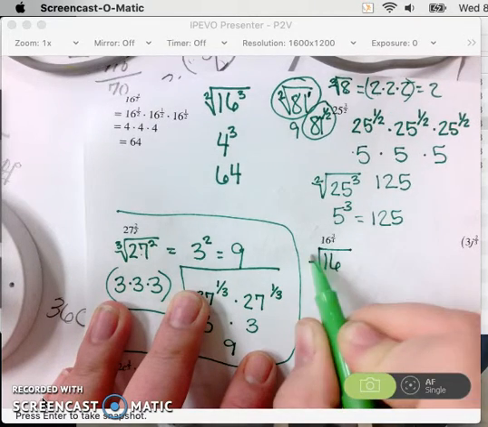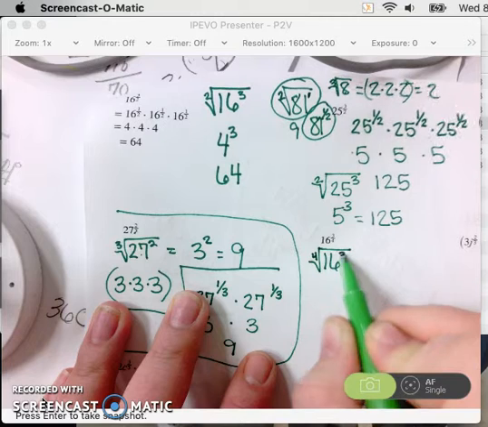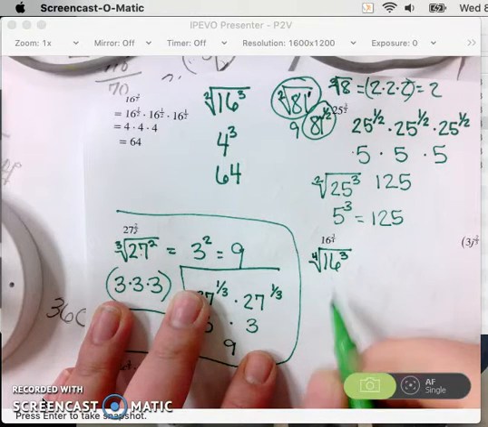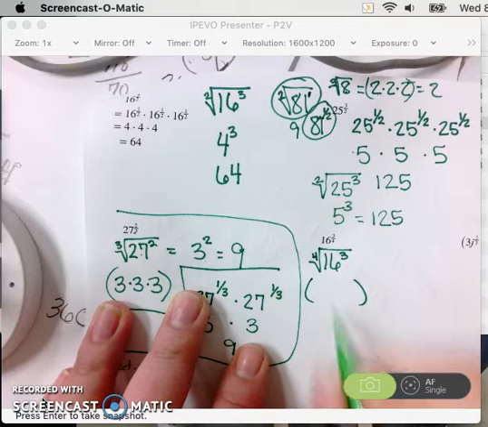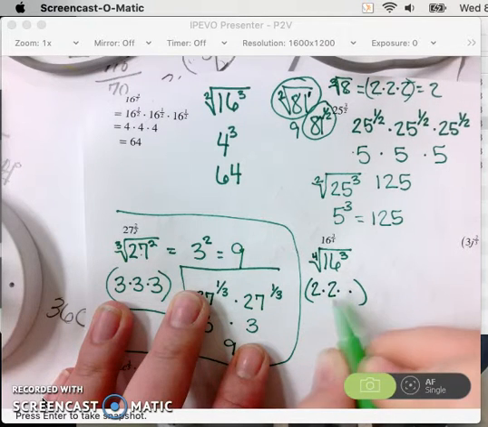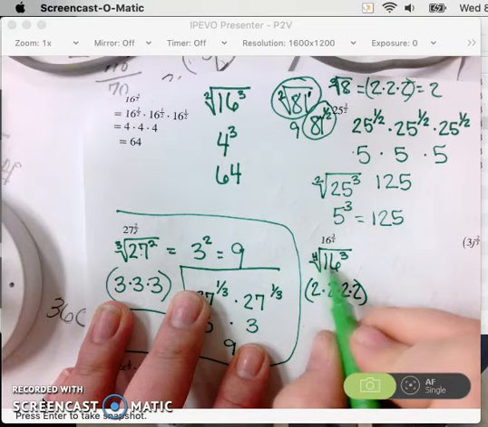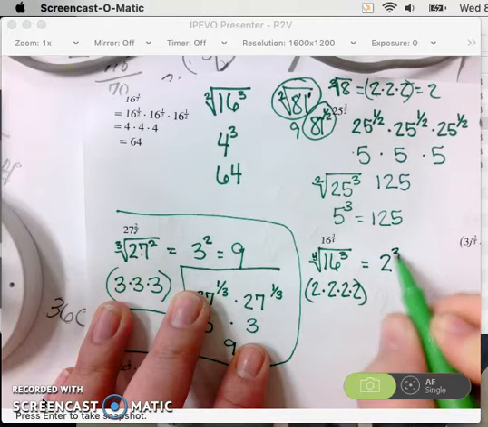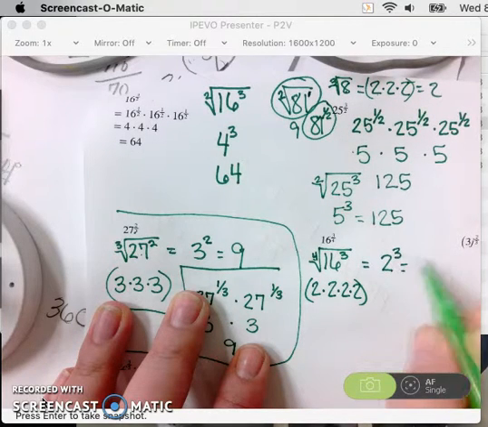The index is my 4. The 3 is out here. So I'm going to do the 4th root of 16 first. In my head, I need to figure out what times itself 4 times will get me 16. Well, 2 times 2 is 4, times 2 is 8, times 2 is 16. So the 4th root of 16 is equal to 2. And then my 3 is up here, so 2 to the 3rd power is 8.